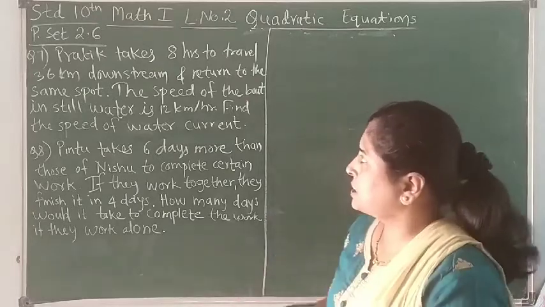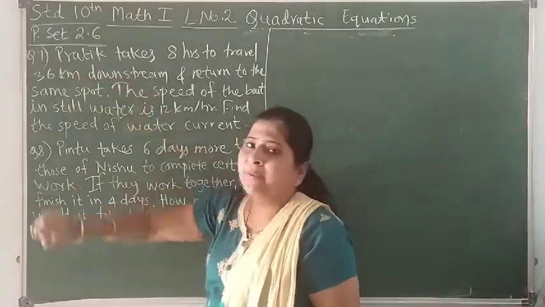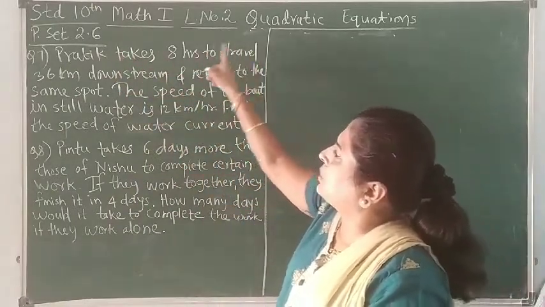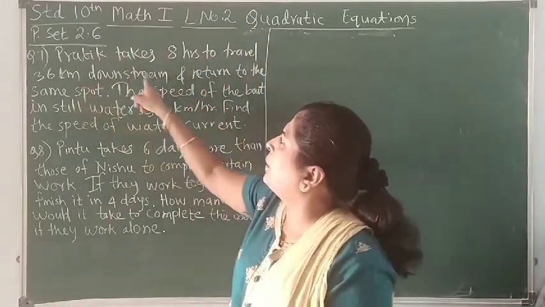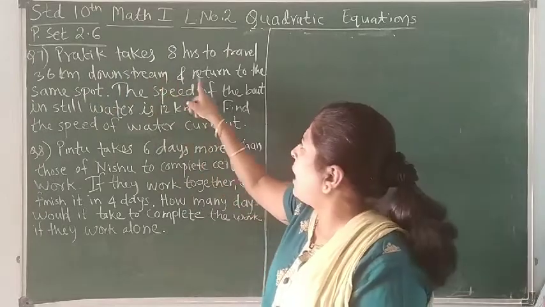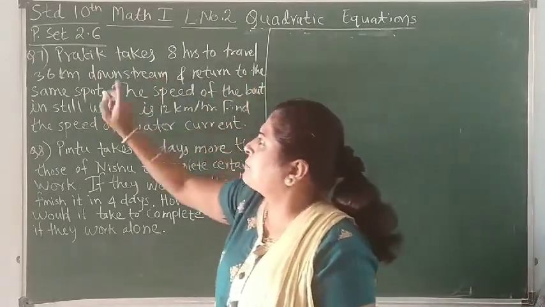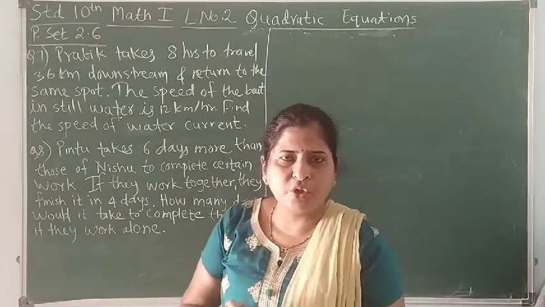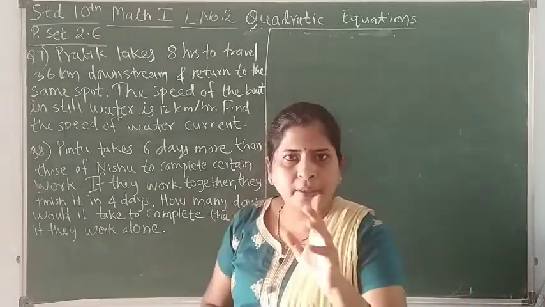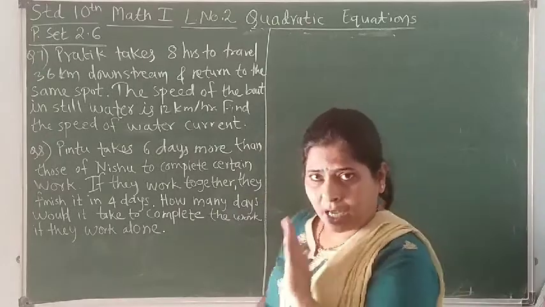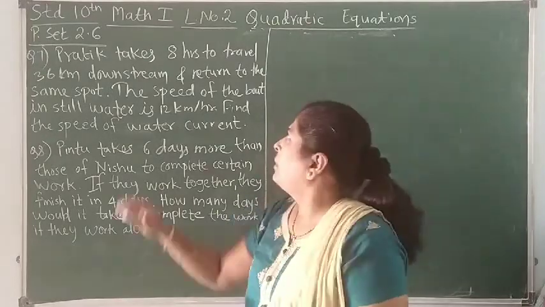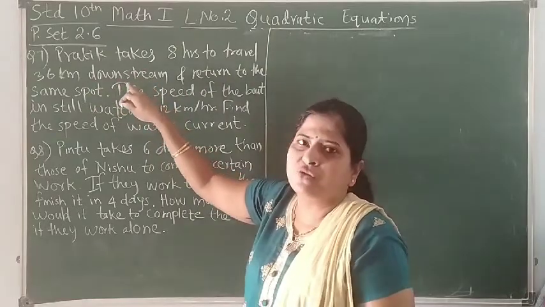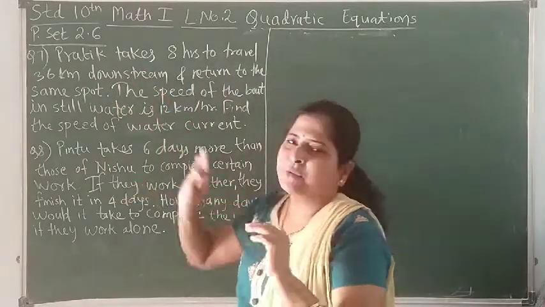Now, what is the question from this question number 7? Let's read. Pratik takes 8 hours to travel 36 km downstream and return to the same spot. So what is the situation? What is the given situation? So there is a boy, Pratik. He takes 8 hours time to travel 36 km downstream and return to the same spot.